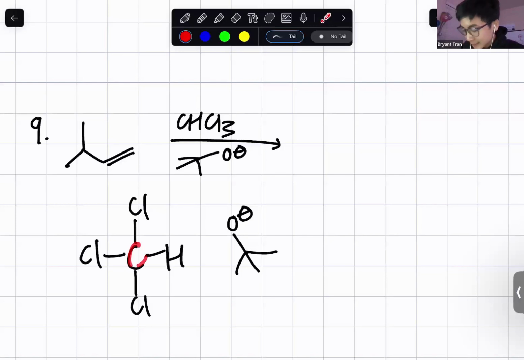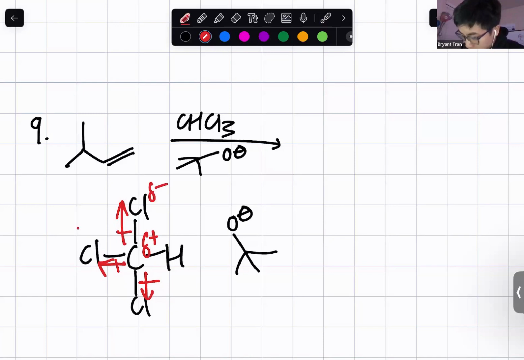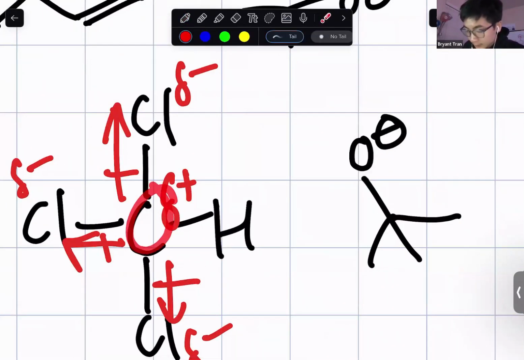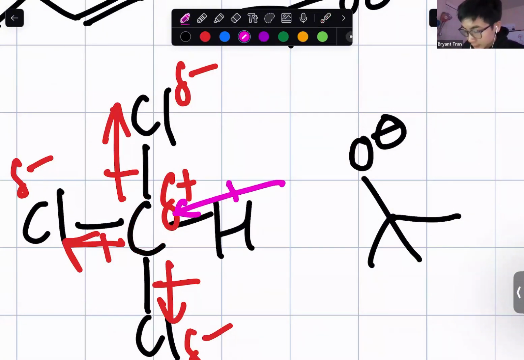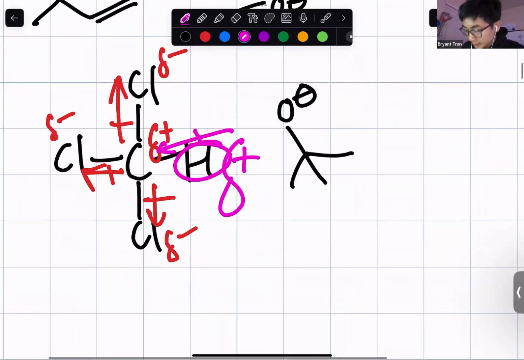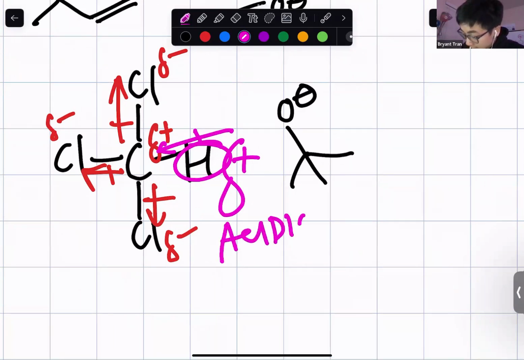This carbon here is attached to 3 electronegative chlorine atoms, which are going to withdraw electrons from that carbon, making this carbon partial positive and all these chlorines partial negative. This partial positive carbon is so unstable that it wants to become neutralized, and it's going to withdraw electrons from this hydrogen right here, making that hydrogen partial positive. And because of that partial positive charge, that hydrogen is going to be very acidic.